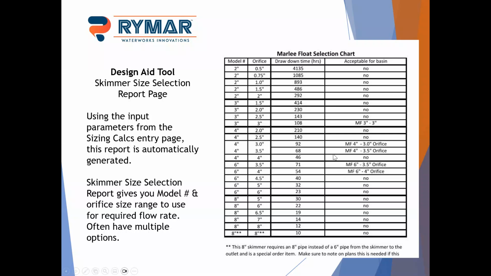We generally recommend to shoot for a roughly 72-hour time frame. So in this case, I would probably recommend the 4-inch with a 3.5-inch orifice at a 68-hour time frame. However, if you want to go to a less expensive skimmer, you can drop down to our 3-inch. It's going to take you a little over 4 days to drain that one. Or if you want to get it out as fast as possible, you can go up to our 6-inch skimmer, which takes it just over the 48-hour minimum time.